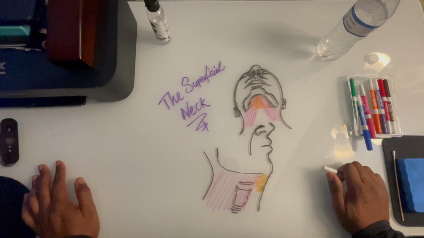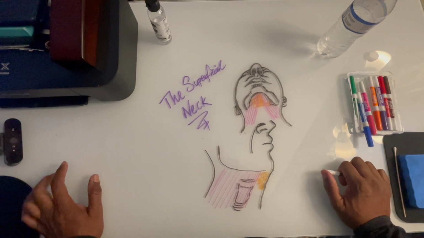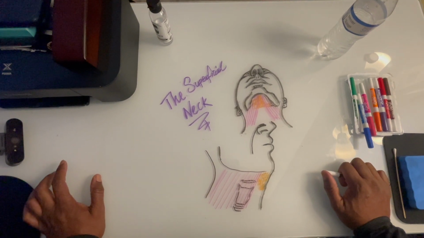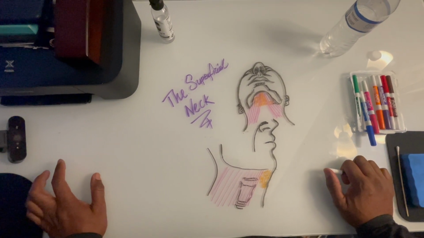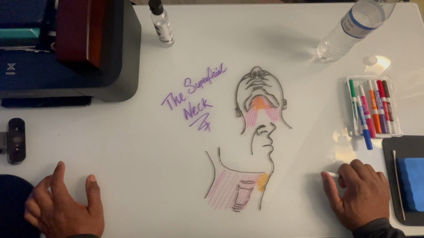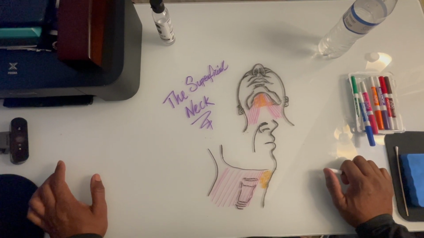But we want to talk about the layers: the superficial neck, which I believe includes the fat; the middle neck, which includes the platysma muscle; and then the deep neck, which includes the digastric muscles, the hyoid bone, and the submandibular gland.